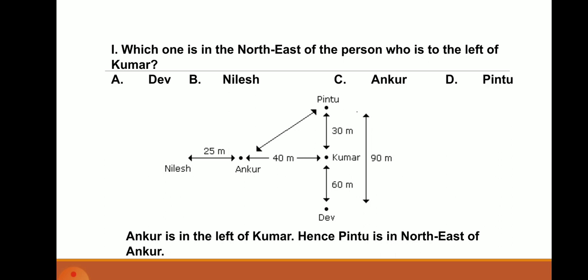So we have plotted this from the given data, and now the question based on this paragraph is: who is to the northeast of the person who is to the left of Kumar? So Kumar's immediate left will be Ankur, and from Ankur, who is in the northeast direction? You know the northeast direction is in between north and east, that is in between upper and towards the right of Ankur. So that is Pintu. Only one person is there, Pintu will be the northeast of Ankur. So the answer will be option D.